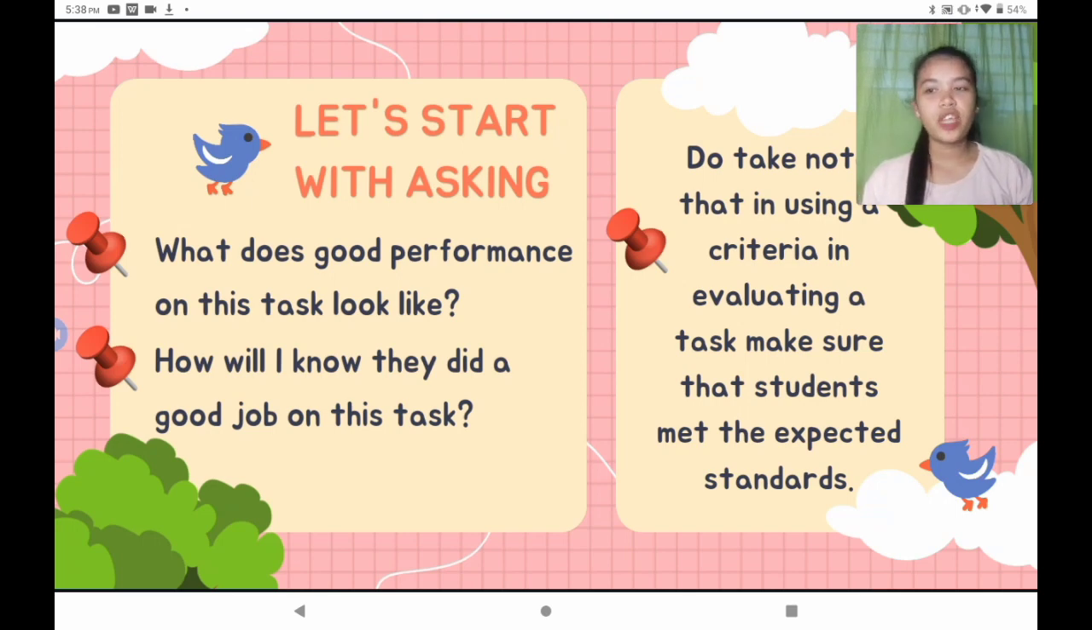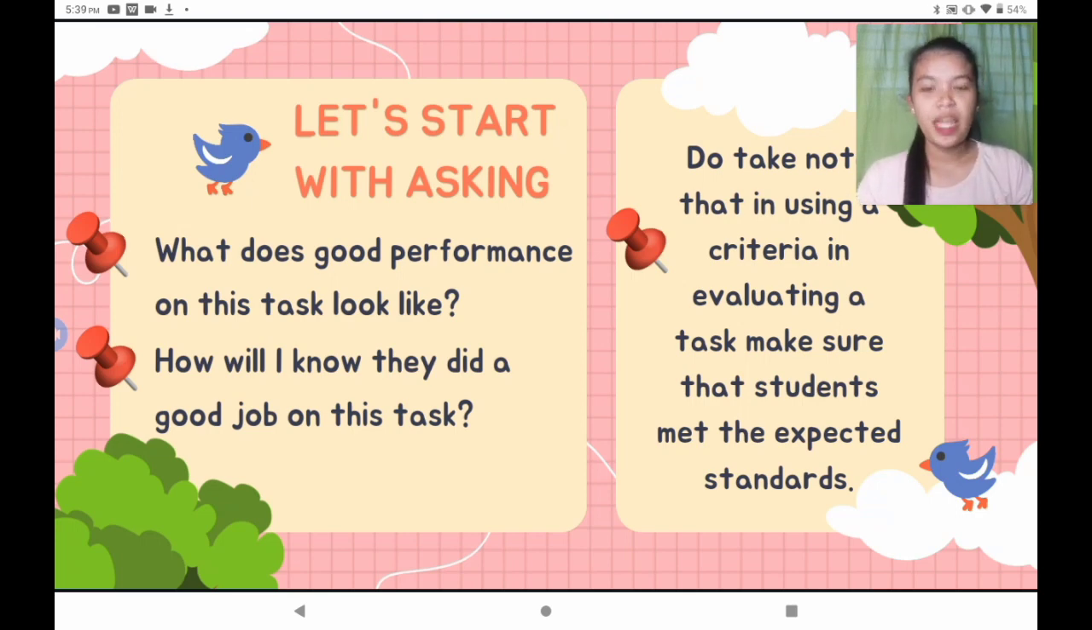So as a future educator, before we create a criteria for evaluating, we must look first what will happen to the performance of our students if ma-attain ba nila or ma-met ba nila ang standards nga ato ang gusto nga makuan sa ilahang performances. So as a future educator, we have to set a good standard of creating a criteria so that our students will give us back a good performances.